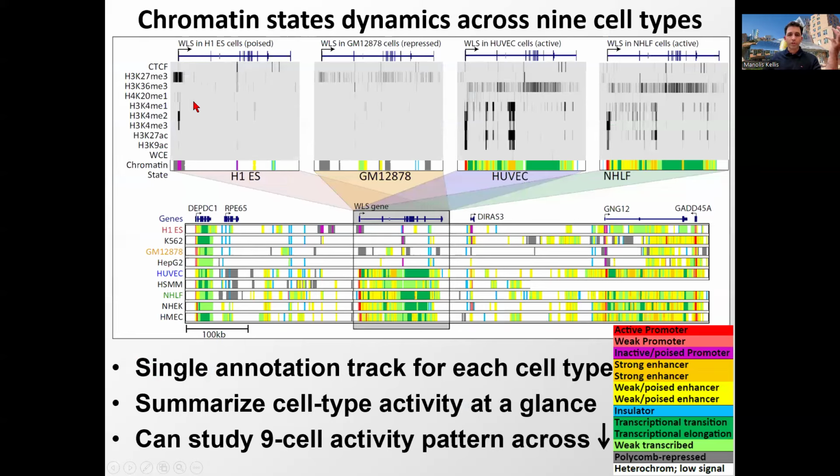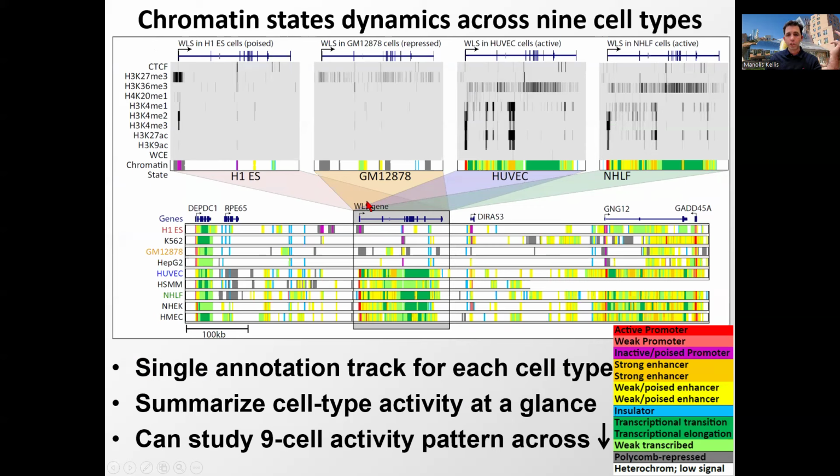So here's all of the data for human embryonic stem cells. Here's all of the data from GM12878, from HUVEC, from NHLF. And then what you can see is that you can now learn these dynamic chromatin states across the 9 cell types. And what do you see?